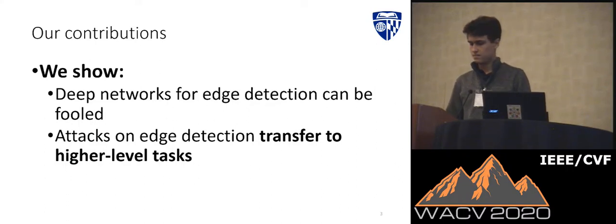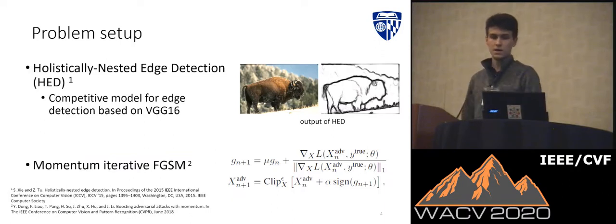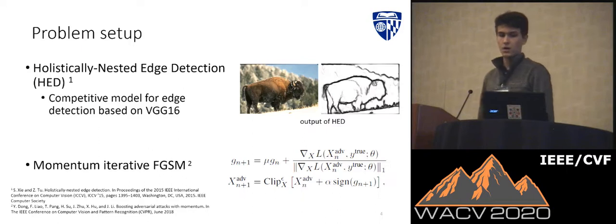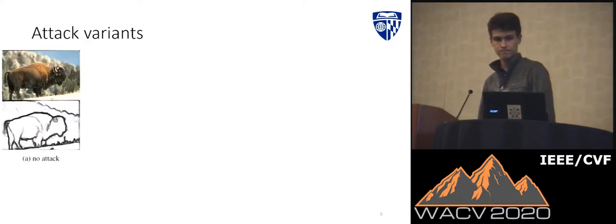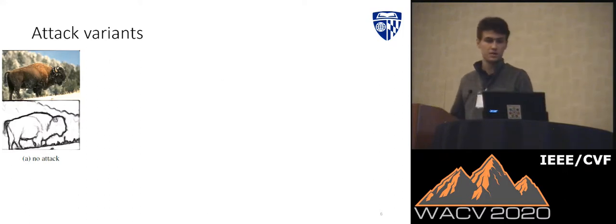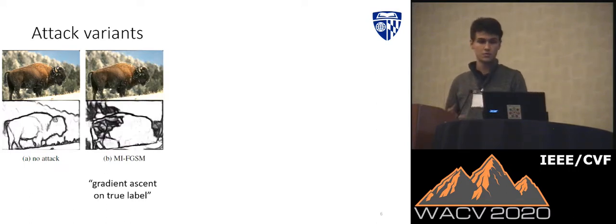The setup of the problem is as follows. We studied a holistically nested edge detection model, HED, which is a formerly state-of-the-art model for edge detection based on the VGG16 architecture. On the right, you can see the output of HED. We attacked this model using a state-of-the-art adversarial attack method called momentum iterative fast gradient sign method. We consider four attack variants. On the left, you can see the output of HED on a standard image. The first variant performs gradient ascent on the true ground truth label.